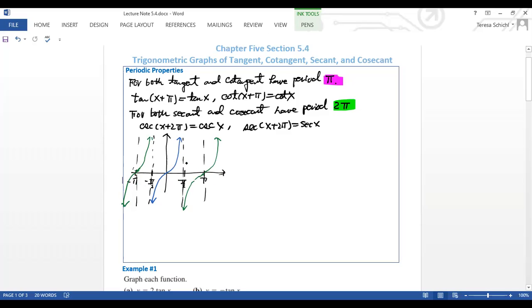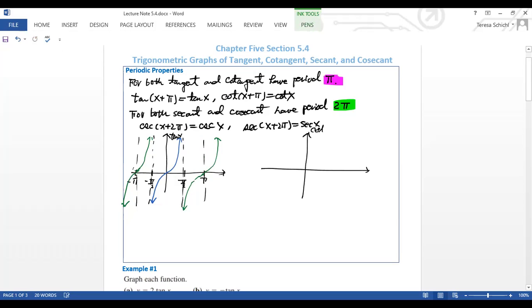As you can see, the tangent's asymptotes are at pi over 2, or 3 pi over 2, or negative pi over 2, right? So this is what we call the tangent graph, tangent x.